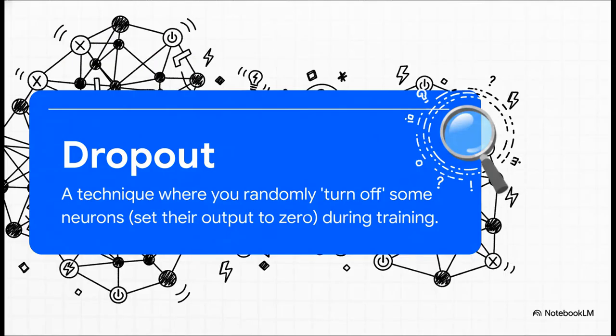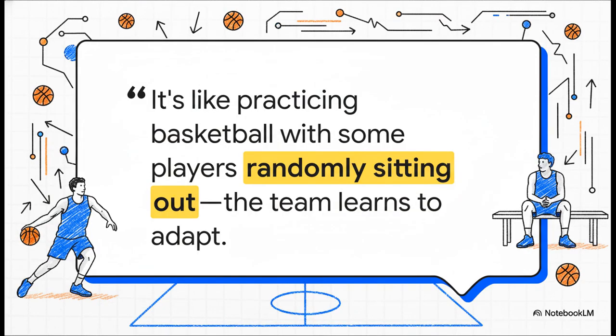Our first technique is something called dropout. And I know, it sounds a little weird, right? Why on earth would we want to randomly turn off parts of our AI's brain while it's trying to learn something? Well, think about a basketball team. If you have one superstar player who always makes the winning shot, the rest of the team never really learns how to step up. But what if during practice you randomly make that star player sit out? Well, everyone else is forced to get better, to learn how to score on their own.